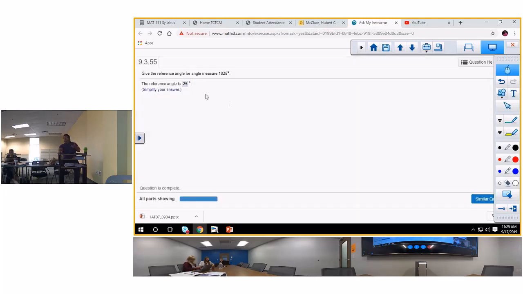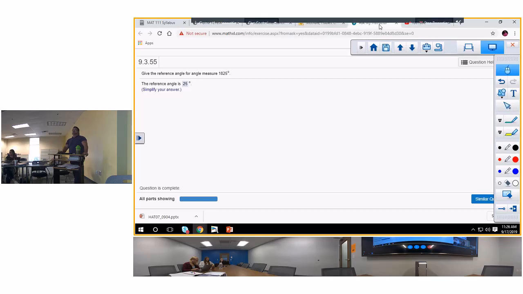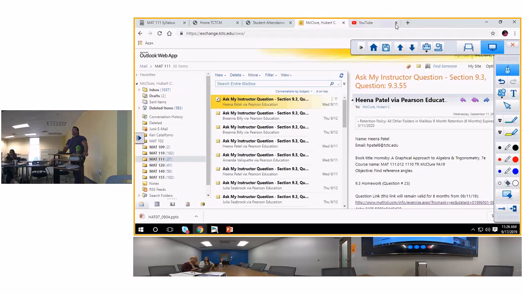Okay, we did a problem like this. I think we've done a couple of these, because I wrote it out. 1825 divided by 360. Take that whole number, multiply that by 360, subtract that, and that's your reference angle. That is a test question, so make sure you know how to do that one.